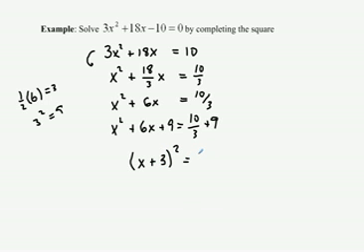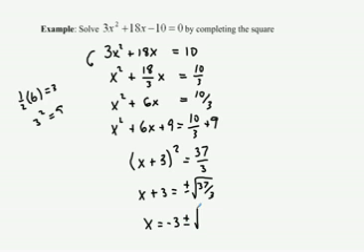Now on the right, we have 10/3 plus 9. 9 is the same thing as 27/3, so we actually have 37 over 3. And so x plus 3 would equal plus or minus the square root of that fraction, 37/3. So x is equal to -3 plus or minus the square root of 37/3.